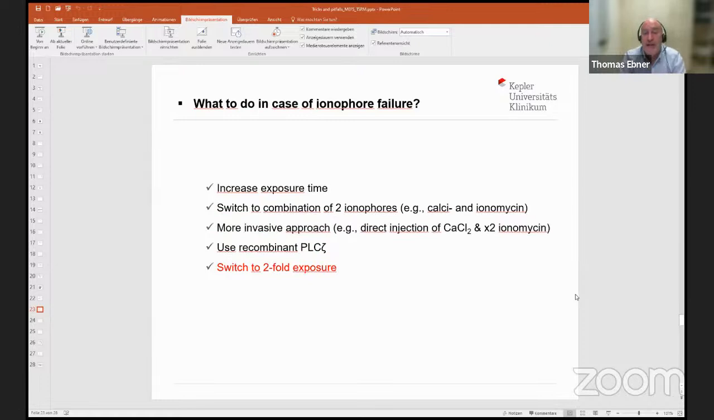So what would you do in case the ionophore treatment fails? You could increase exposure time, although I see this as a little bit critical. You could switch to a combination of 2 ionophores, and by doing so, bring down the overall concentration. You could choose a more invasive approach by directly injecting calcium chloride together with an ionophore application. You could use recombinant PLC-zeta, which to my knowledge is not available yet, but I think all the companies are working on it. But what we would do or recommend is to switch to twofold exposure of ionophore.